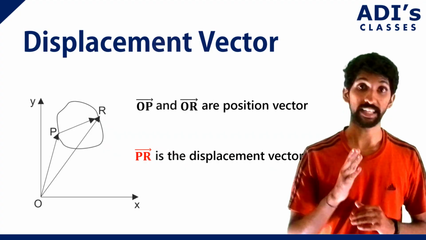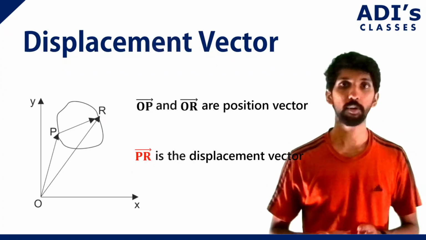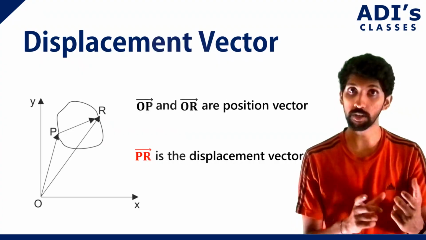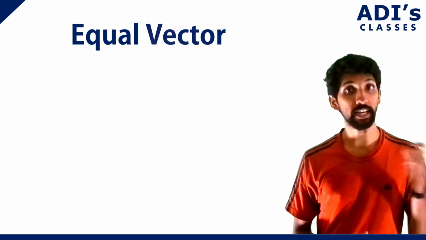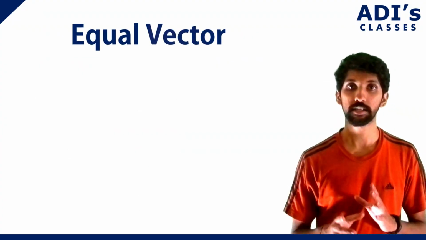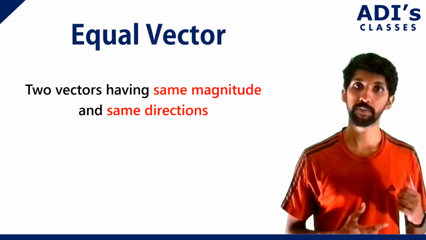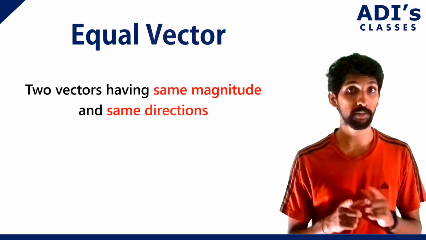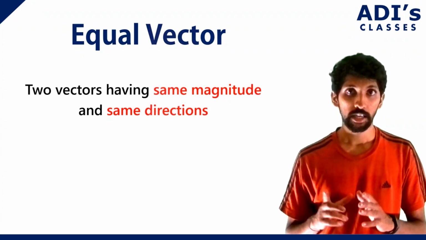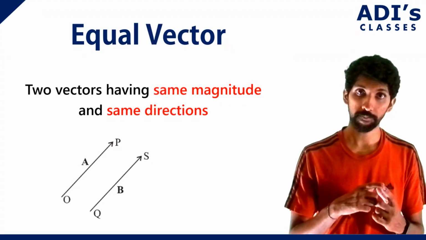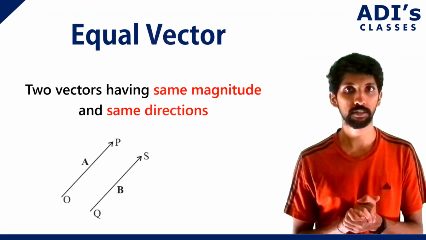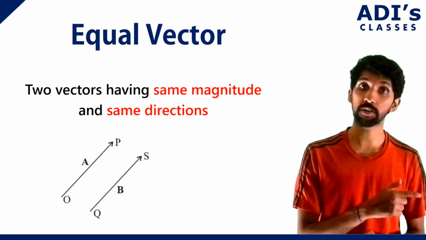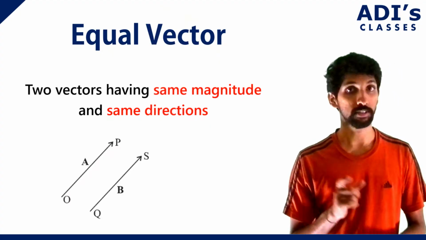Now let's start with equal vectors. The name itself suggests that for two equal vectors, the magnitude and direction should be the same. Look at the figure: you have vector A and vector B. Both are in the same direction and have the same magnitude. Meaning, if you move B onto A, both will coincide with each other. So vector A is equal to vector B. These are equal vectors.